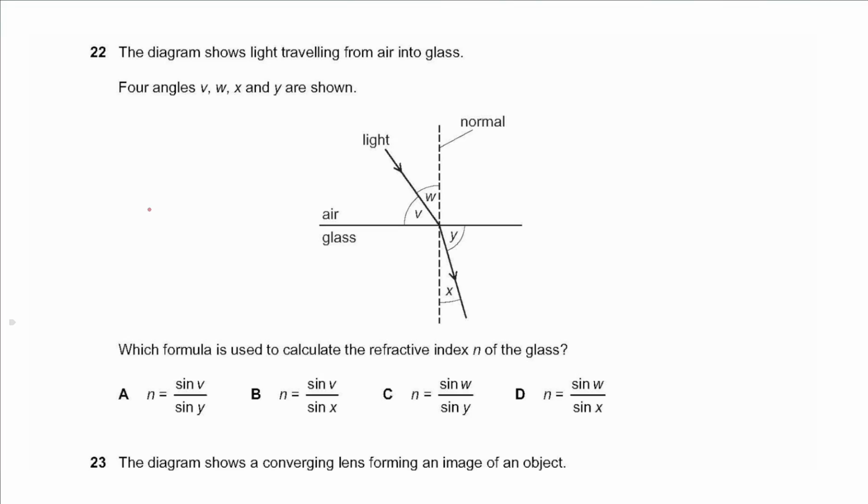Question 22 says the diagram shows light traveling from air into glass. 4 angles V, W, X, and Y are shown. Which formula is used to calculate the refractive index n of the glass? So the angles are measured from the normal, so we are focusing on W and X. And the refractive index of a medium is equal to the angle in the air over the angle in the medium, sine W over sine X. So the answer here is D.